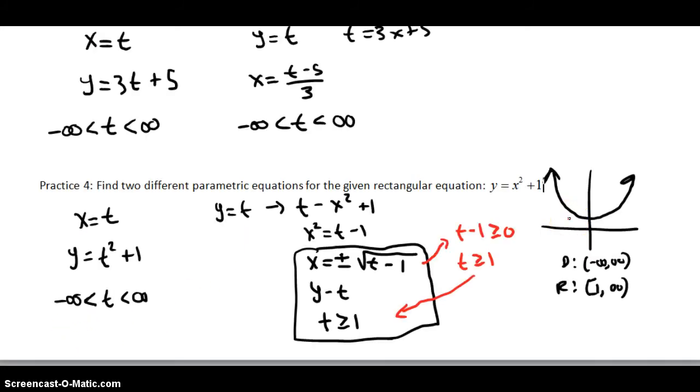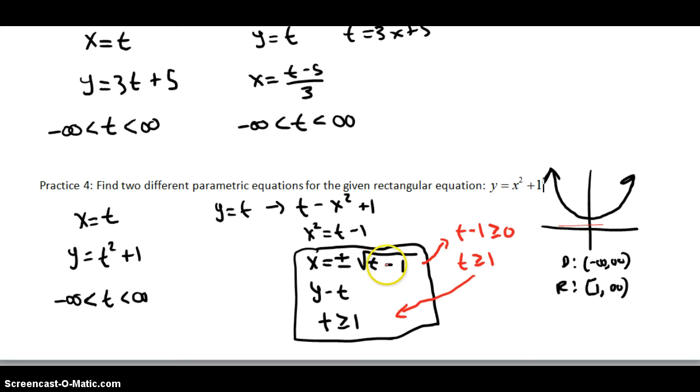This one was a little trickier for the second one. The first one, x equals t, and then y equals t squared plus 1. And t is going to be from negative infinity to infinity because we have this parabola that's going to go all the way left to right. For the second one, when we let y equals t, though, we end up solving and getting that x is plus or minus the square root of t minus 1.